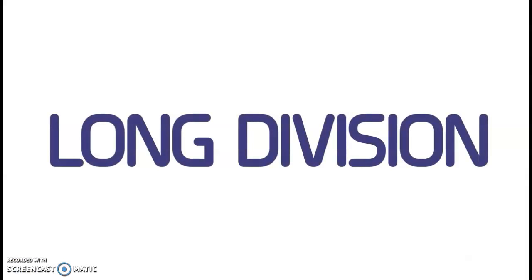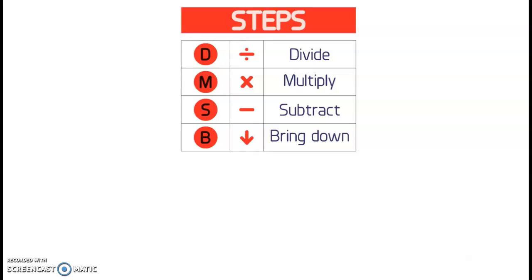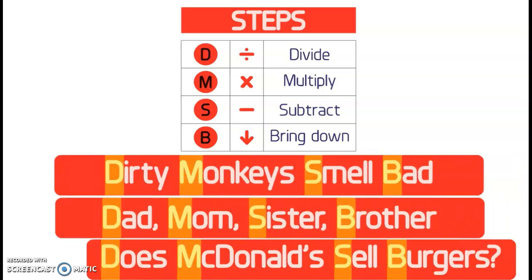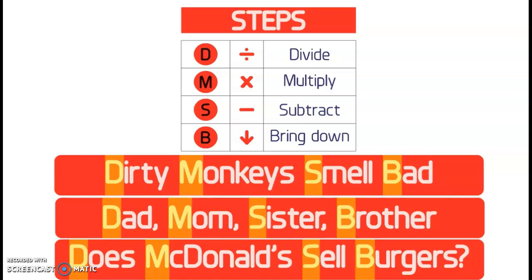Long division is a step-by-step method for dividing multi-digit numbers. It involves 4 basic steps: divide, multiply, subtract, and bring down, and then repeating the process. Use the acronym DMSB, which stands for divide, multiply, subtract, and bring down. It is an easy way to remember the steps of long division. Use any of these: dirty monkeys smell bad, dad, mom, sister, brother, or does McDonald's sell burgers?